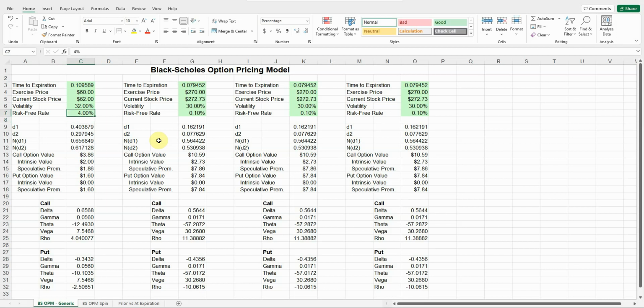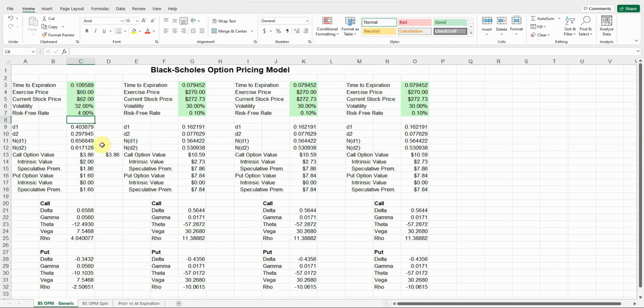If I change that risk-free rate from 4% to 6%, okay, our call option value is $3.86. Let me change it to 6%, and it changes to $3.94. That's probably not something you're even going to really notice on an option, and that would be a pretty big movement in the risk-free rate. So there you can get a quick overview of the inputs.